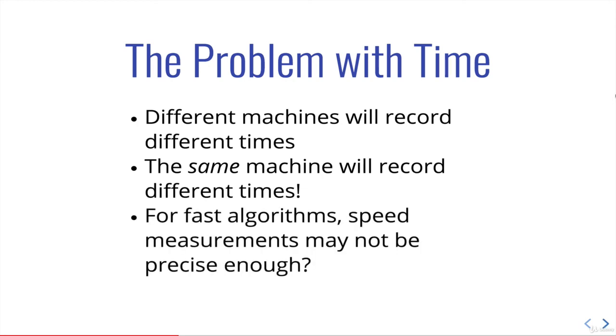And second of all, or third of all, I guess, is that for fast algorithms, things that are happening on a really, really fast scale, speed measurements might not be precise enough. We have 2 or 3 or 4 algorithms and they're all super fast and they're doing something very quickly. There still is one that is going to be fastest or most efficient. But if our timing functions can't figure it out because the smallest interval of time that can be measured isn't good enough, then it doesn't really help us.